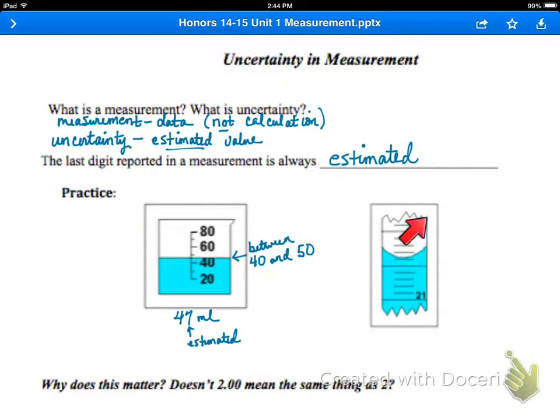This is a burette, which means we have to read the numbers backwards. And it has a meniscus, which we read at the bottom right here. The bottom of the meniscus is the volume that we actually read, not up here on the side, so be careful with that.